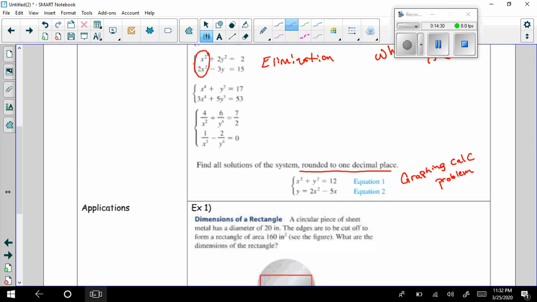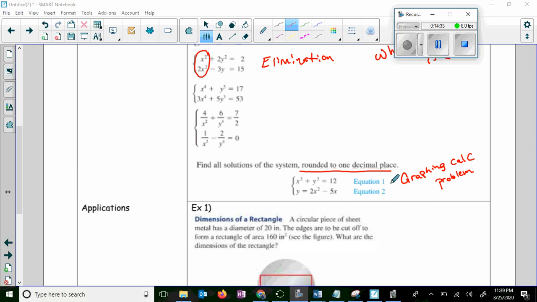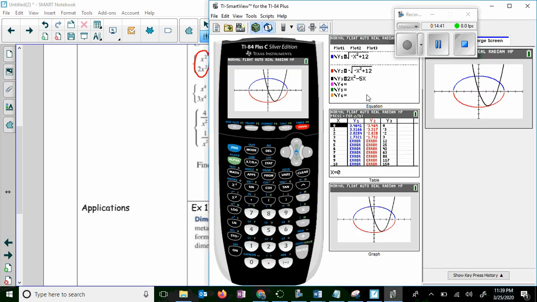All right, so okay, so make sure you get both of these graphing calculator ready. So solve for y if they're not already. And then you type them in to the graphing calculator. And so y equals the negative square root of negative x squared plus 12, and the positive square root. So that's the plus or minus in it. And then the second one.